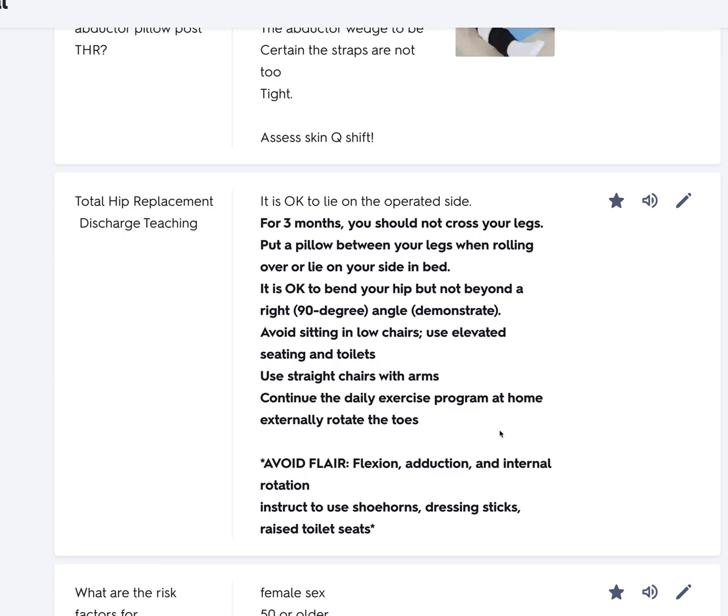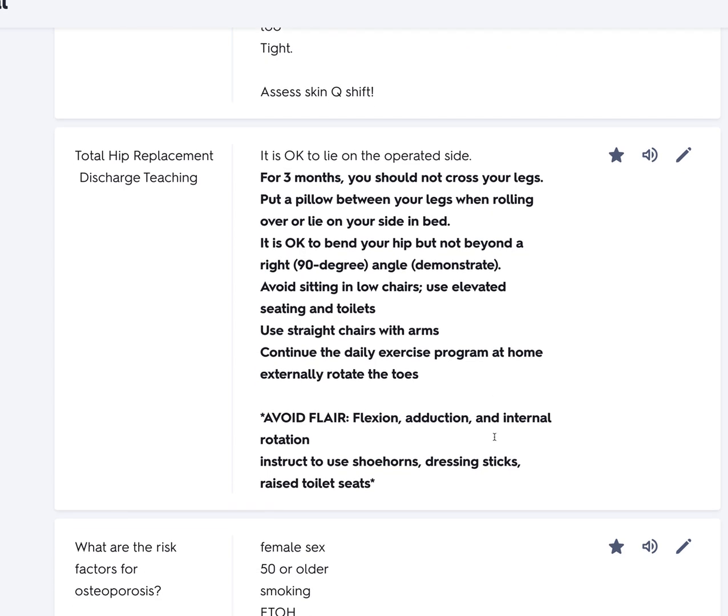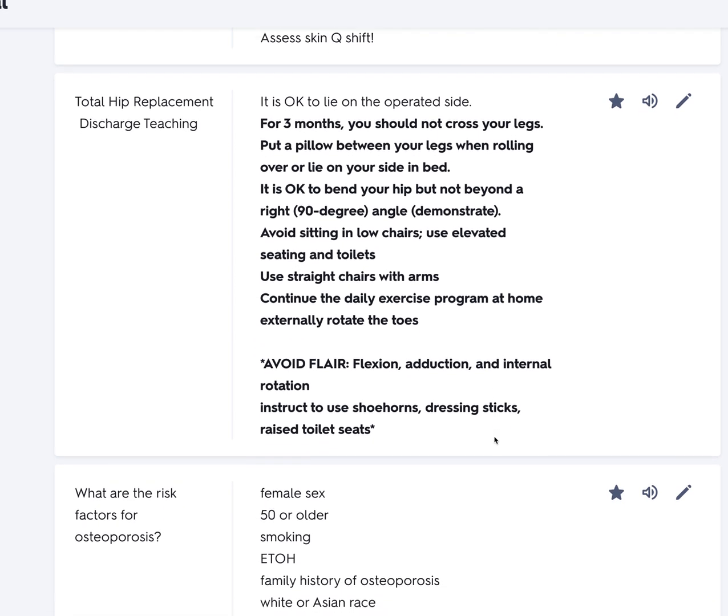Flare is a mnemonic, and it stands for flexion. So you don't want to flex the hip beyond the 90 degrees. Adduction meaning you don't want the leg on that side the hip was done to move in towards the center and touch the other leg. Internal rotation. So you don't want the toes to go in, so like point inward, okay? So you want to avoid that. Instruct the patient to use shoehorns, dressing sticks, and always have raised toilet seats. And when they go to public restrooms, they have to use the handicap.